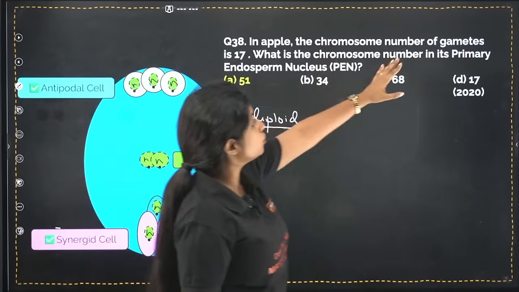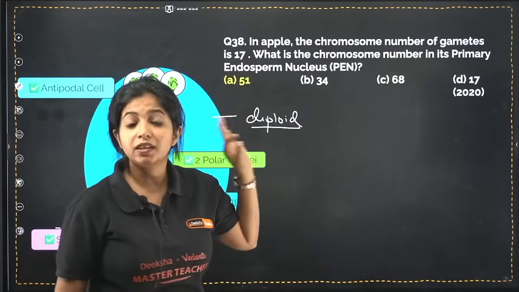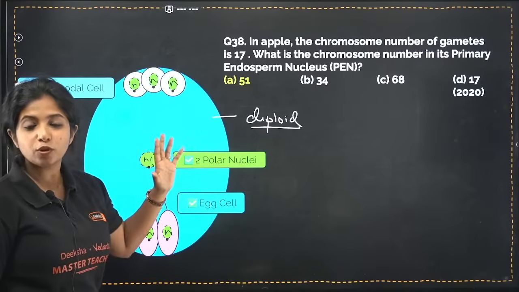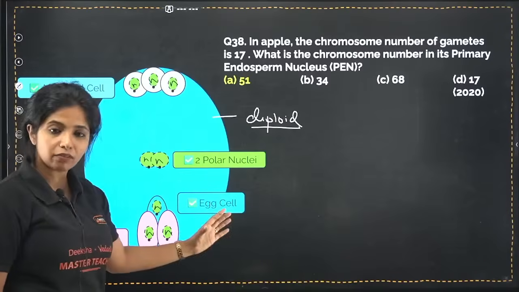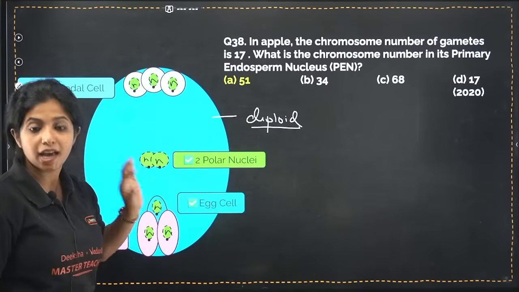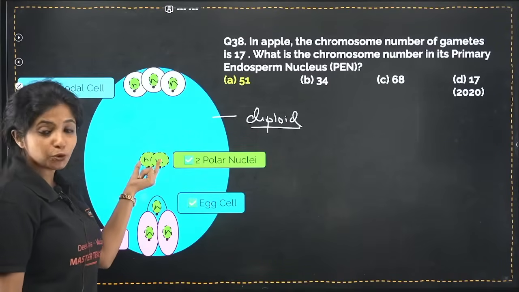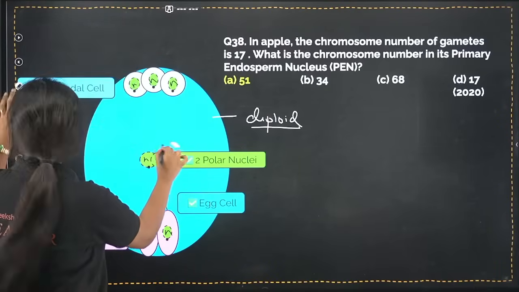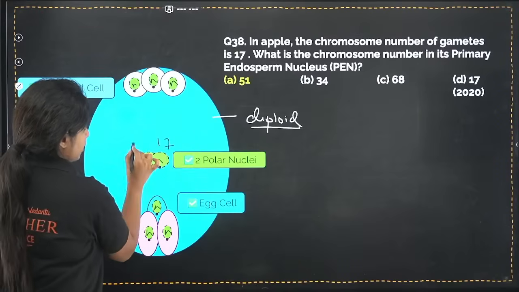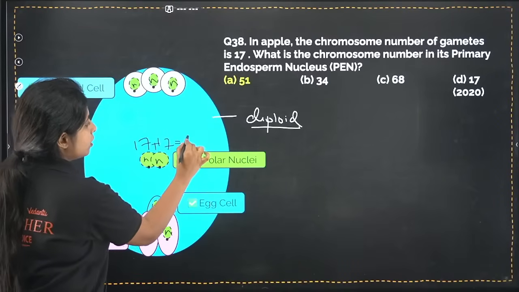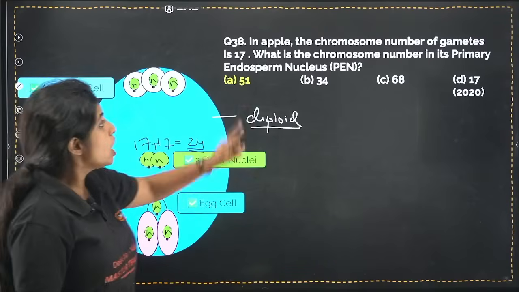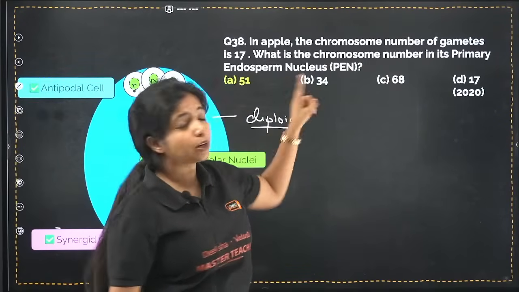Now what is the question? In apple, the chromosome number of gamete is 17. The number of chromosomes in the gamete, that means the egg cell, is 17. If the egg cell is 17, that means all of them have 17 in their nucleus. This one has 2 nuclei, so this is 17 and 1 more 17, so that means it will be 34. It is diploid already. Anyways, what is the chromosome number in its primary endosperm nucleus?